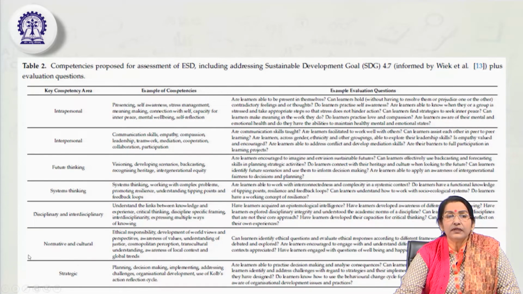Then, normative, that is based on the universal laws, rules, etc., and the cultural perspective. So, both the normative and cultural competencies, and the strategic competency to take the final decision making and planning and execution of the action plans.